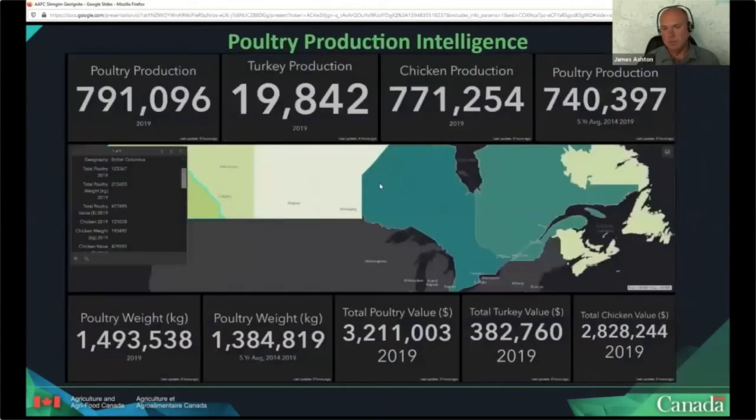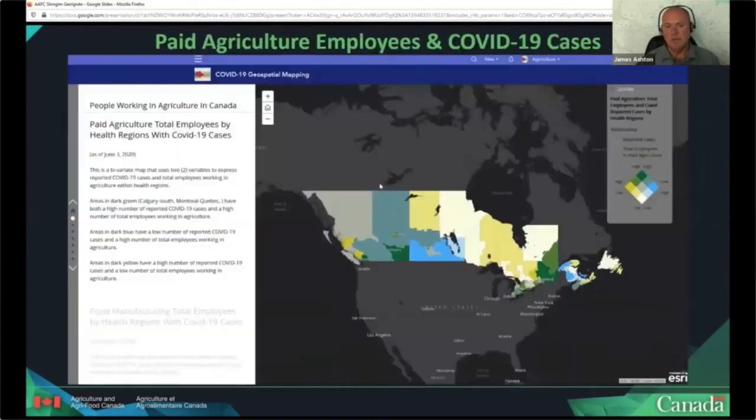Same for poultry. And this is a map here when we started to get into understanding bivariates, so multiple variables, where we could see where paid agriculture employees were across the country, and where there were high incidences of COVID cases.